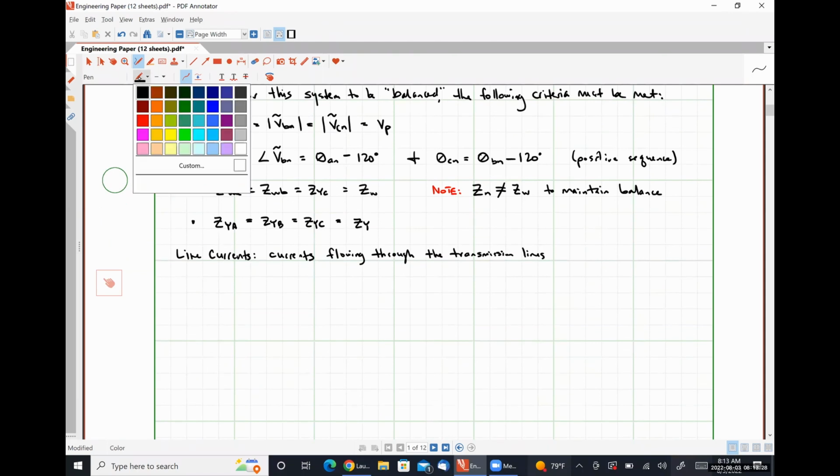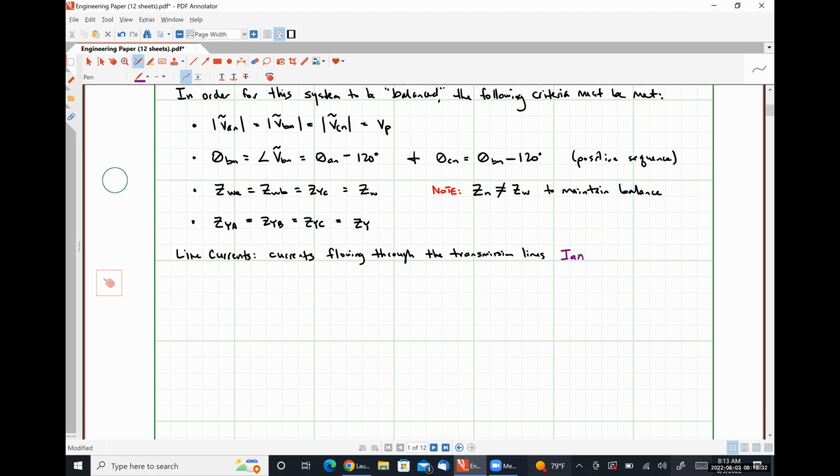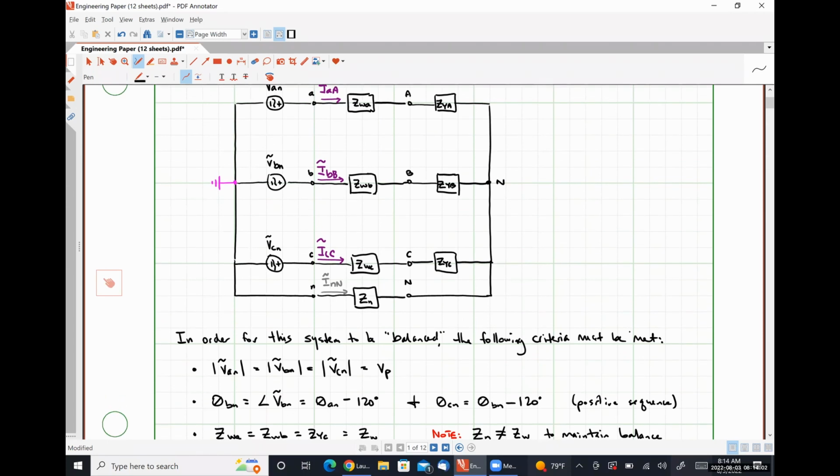And actually, let me write down. Here we had IAA, IBB, and ICC. And now we're going to apply KCL at node capital N, the neutral conductor, or the neutral node on the load side of the system. So effectively, we're just applying KCL at this rightmost node. We can see that a line current IAA flows into that node, a line current IBB flows into that node, a line current ICC flows into that node, and our neutral conductor current INN also flows into that node.